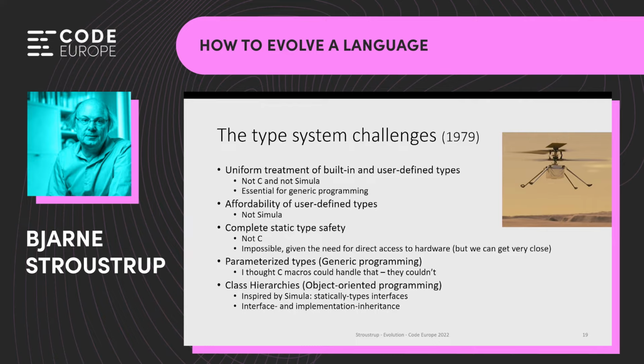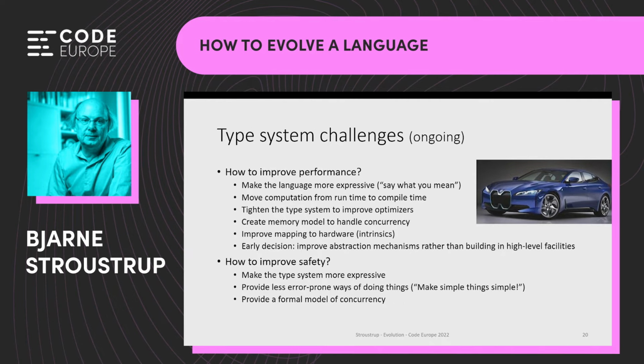At the time, I thought macros was a great thing for that. I soon found otherwise. And I wanted class hierarchies. I'd learned object-oriented programming from Kristen Nygaard, who invented it, and was one of the inventors of Simula. And so we have that. That's, by the way, the Mars copter that was there. Its flight control is in C++.